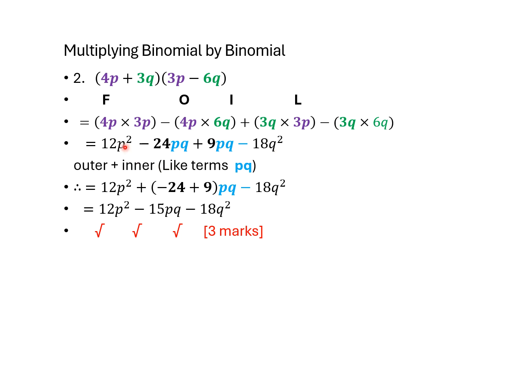Again, P squared is on its own, so I can carry that down. Minus 18Q squared is on its own, I can carry that down. But PQ there and PQ are like terms. So this becomes minus 24 plus 9, which then gives me negative 15 PQ. So my final answer, 12P squared minus 15PQ minus 18Q squared. 1 mark for each correct term. And that is 3 marks in exam.